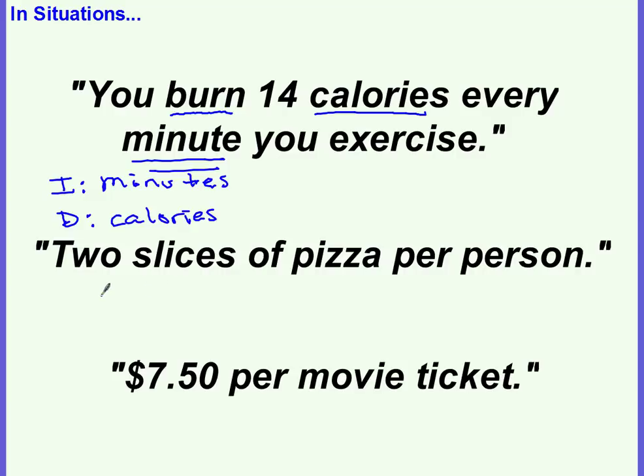Our second example, 2 slices of pizza per person. So we're talking about slices of pizza, and we're comparing that with the number of people. Which one is your independent? Which one is your dependent?